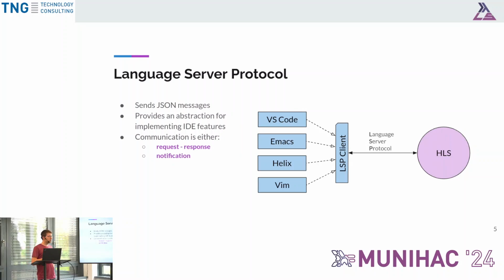And notably, there are two major patterns for communication between those components. First, the request-response pattern. When, for example, the client, like VS Code, sends a request to HLS, then HLS has to respond with something, according to what the request looks like. And then there's also the notification pattern. In the notification pattern, the client only sends a notification informing HLS that a certain event has occurred, but it does not require the language server to actively answer to that request.